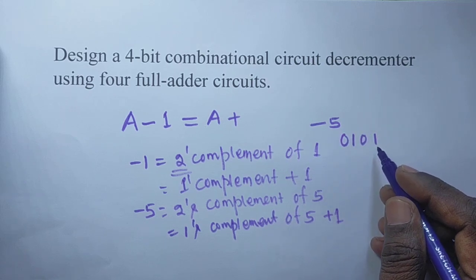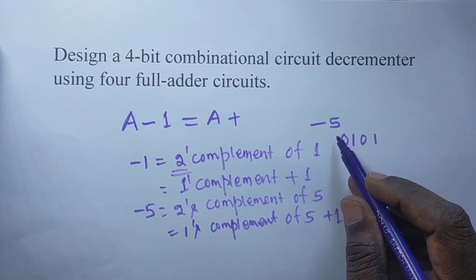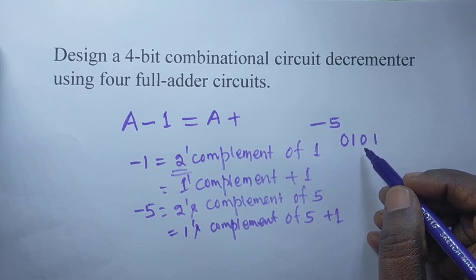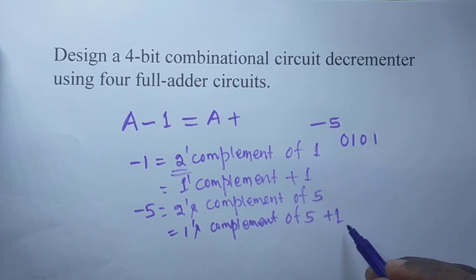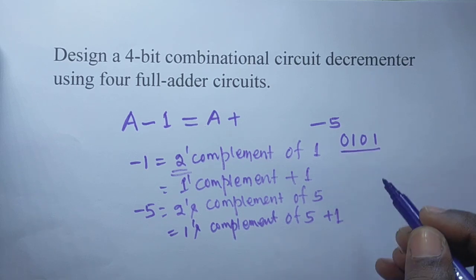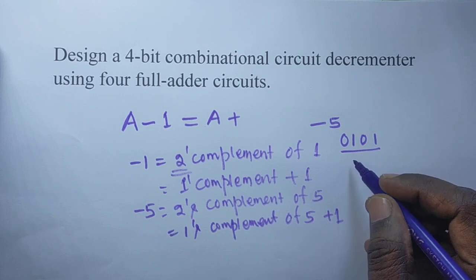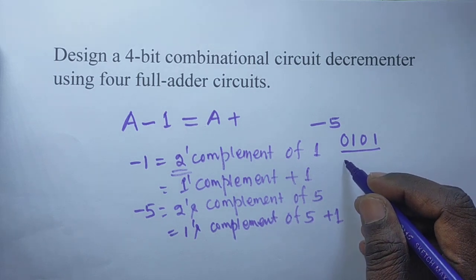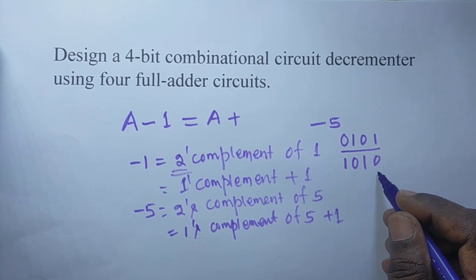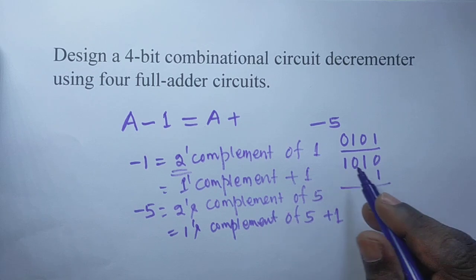This is the 5 value. If we go through minus 5, that means the 2's complement of 5. What will we do? 1's complement plus 1. That means the 1's complement of this plus 1 is known as minus 5. Here you see 1's complement means 1, 0, 1, 0. Again plus 1, add. Because 1's complement plus 1 is a 2's complement.